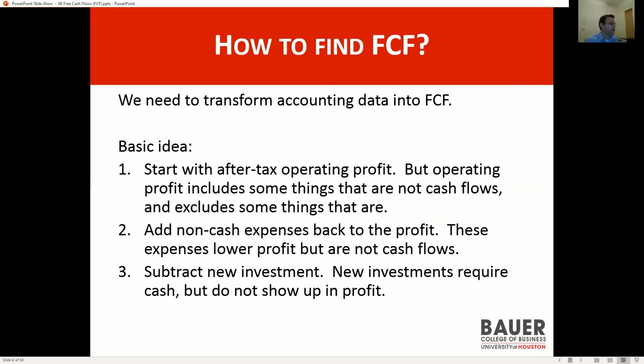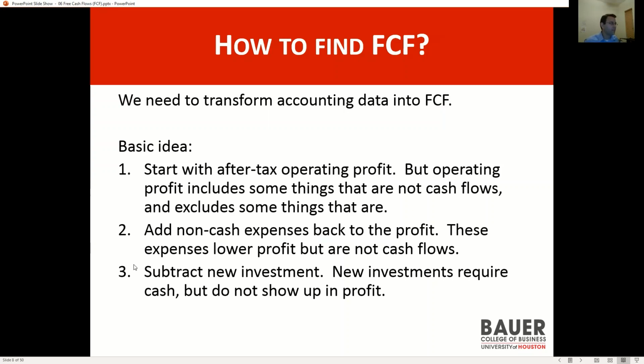That's good. However, these measures of profit, operating profit, include some stuff that we don't care about, and they exclude things that we do care about. So we need to make those 2 adjustments. That's steps 2 and 3. Step 2 is getting rid of the things that are in profit that we don't care about. These are non-cash expenses. These are things that are expenses, so they're lowering your profit, but they're not cash flows. So what we're going to do is add those things back to our profit to get closer to the actual cash flow.